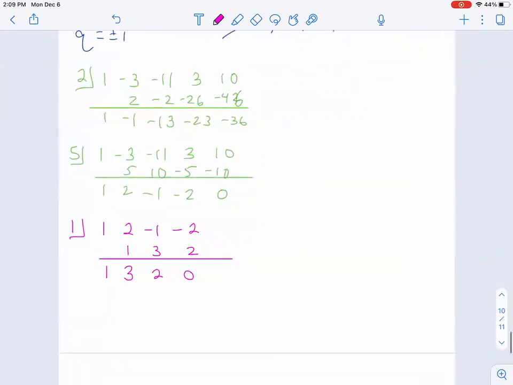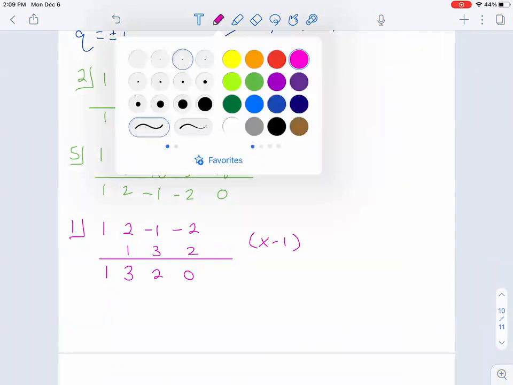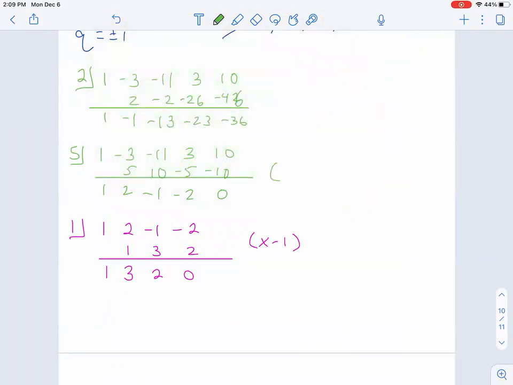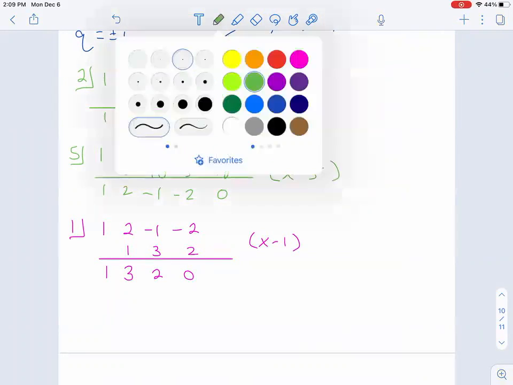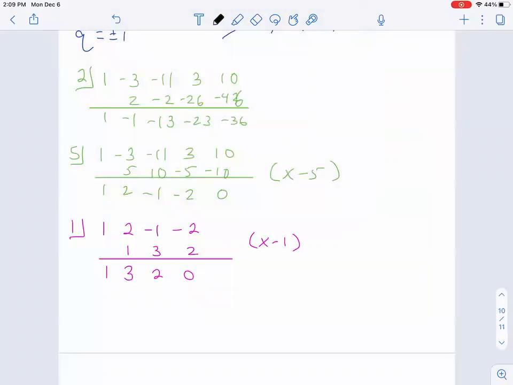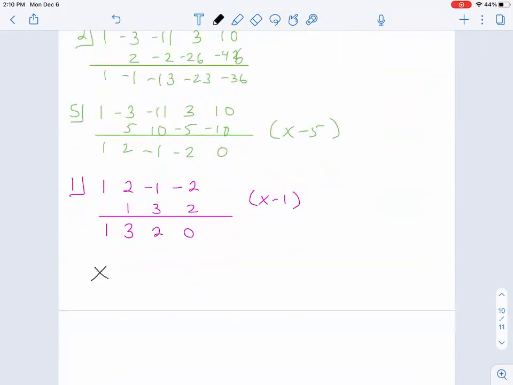So what we've learned so far: because 1 worked, we know that x minus 1 is a factor. Because 5 worked, we know that x minus 5 is a factor. With each step, because we're getting a remainder of 0, we went from a 4th degree polynomial to a 3rd degree, and then from a 3rd degree to a 2nd degree, meaning this is x squared plus 3x plus 2.